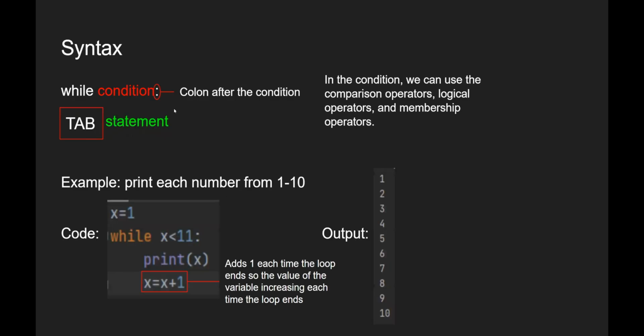So you would say while, and then you'd put a condition here, and then put a colon after the condition, and then you hit tab and write whatever you want to happen. If we wanted to print each number from 1 to 10, we'd have to make a variable equal to 1. So we'd say while x is less than 11, print x, and then x equals x plus 1. So every time this loop ends, x gets 1 more in value. So it goes to 1, then 2, then 3, then 4, then 5, then all the way to 10.